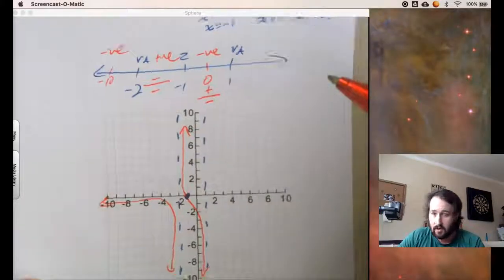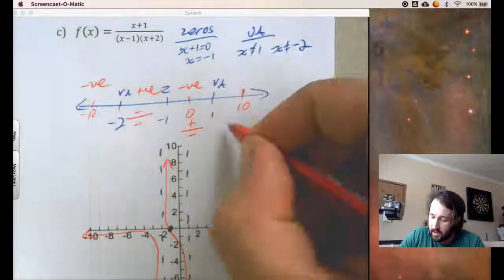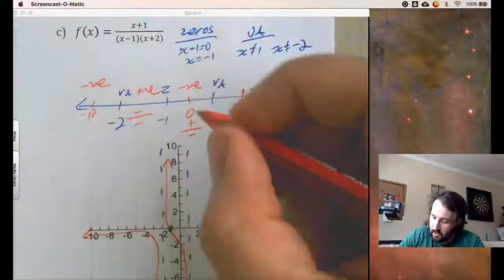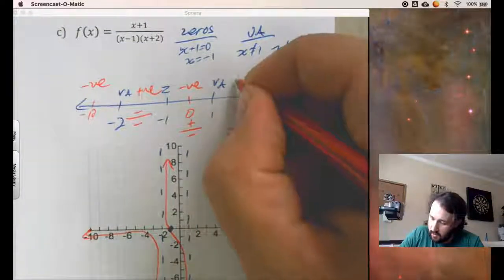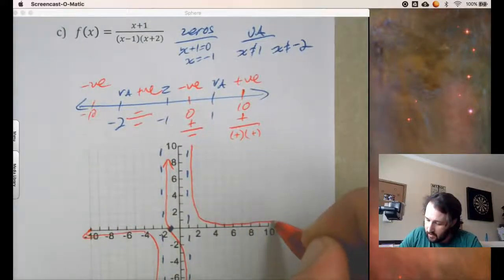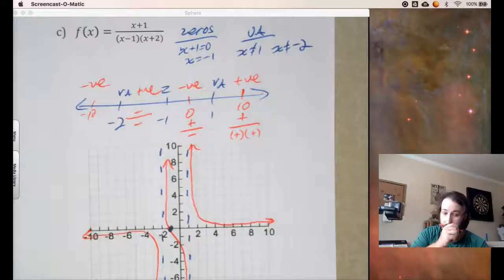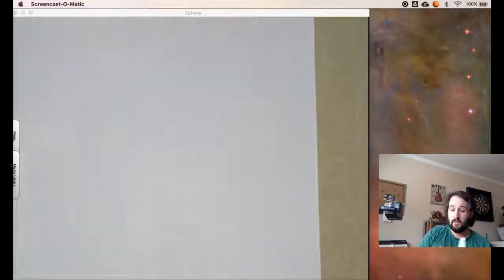And then the last part, bigger than 1, say I choose 10 or something, that's going to be a positive over a positive times a positive. So it will all be a positive interval. So I'm going to be above the y-axis and getting closer to my asymptotes the entire time. Cool. All right, got one more, and then we're done.